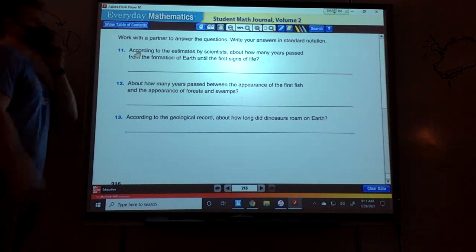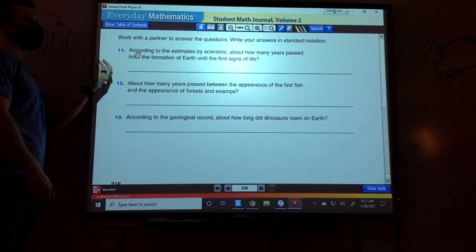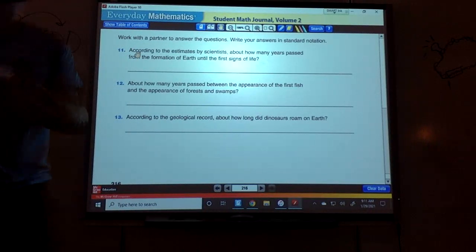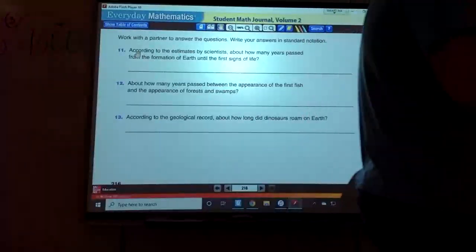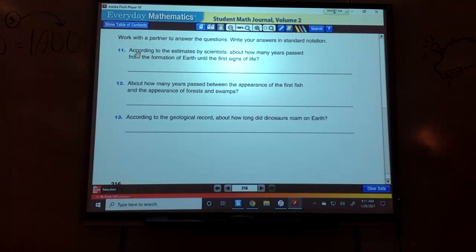According to the estimates by scientists, about how many years pass from the formation of the Earth until the first signs of life? So if you look back on the last page, what numbers are the Earth was formed and the first signs of life appeared? The first signs of life, bacteria, substitute, 4 times 10 to the 9th power.